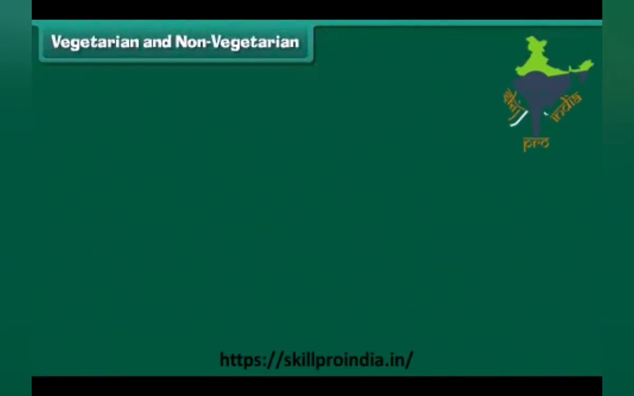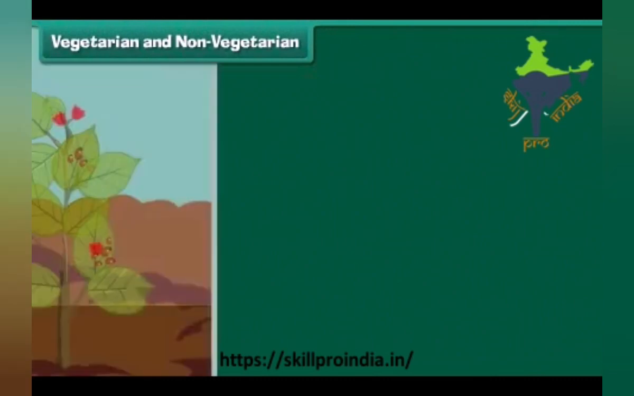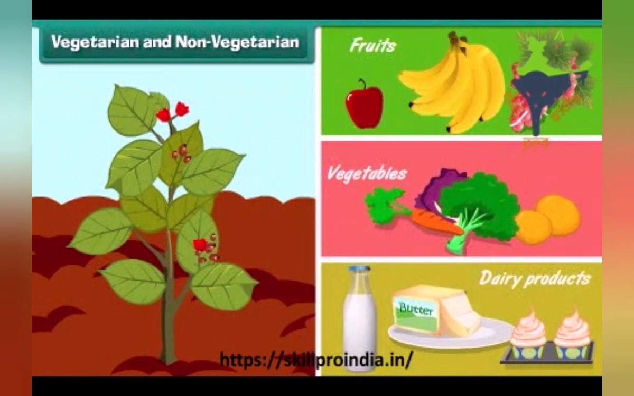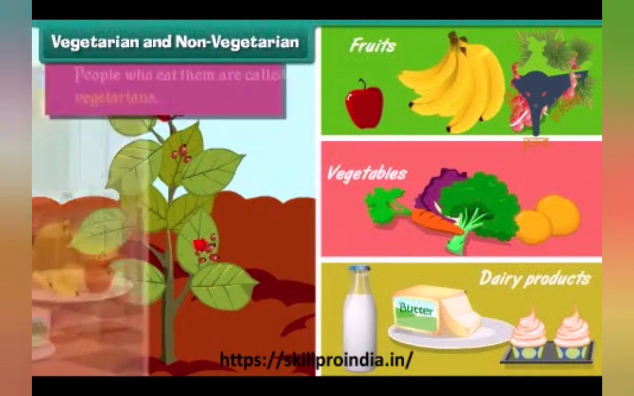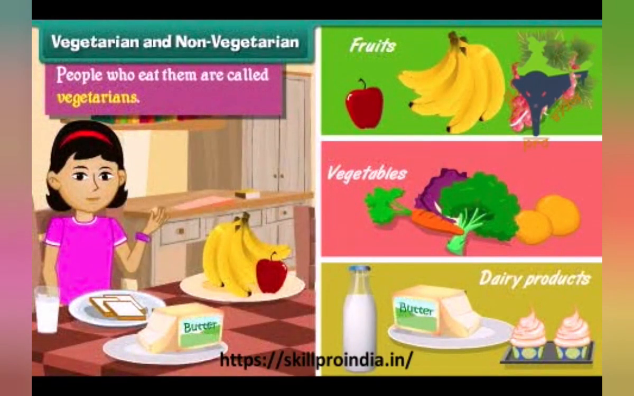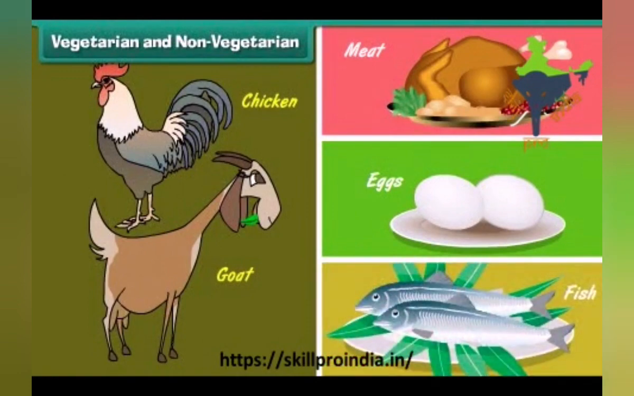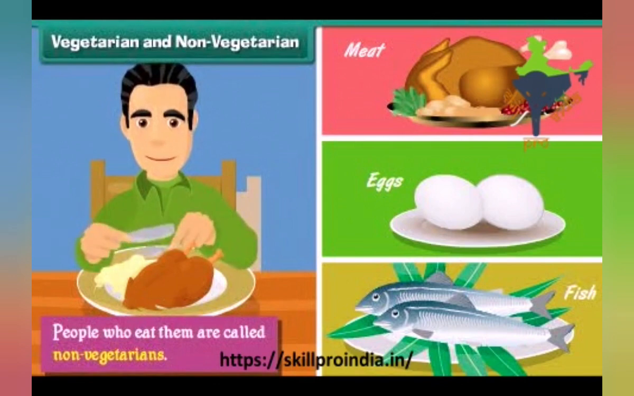Vegetarian and non-vegetarian. Plant products like fruits, vegetables and dairy products are vegetarian food. People who eat them are called vegetarians. Animal products like meat, eggs and fish are non-vegetarian food. People who eat them are called non-vegetarians.